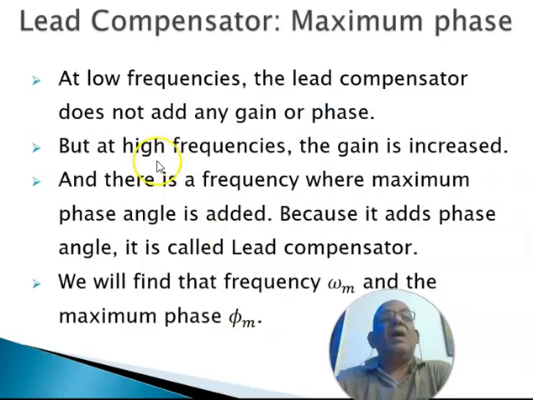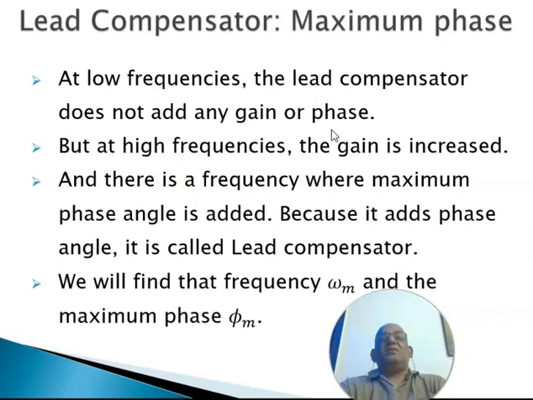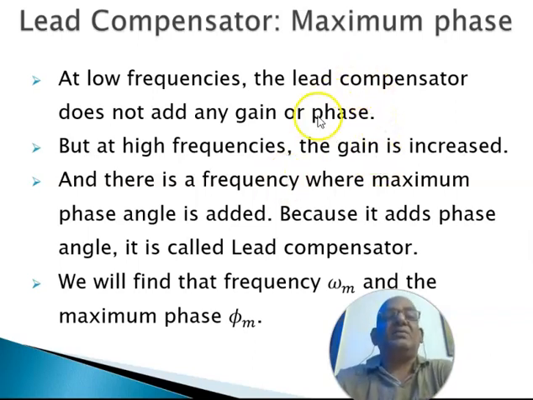As seen in the Bode plot, at low frequencies, the lead compensator does not add any gain or phase. So the low frequency portion is not affected. So if we use a lead compensator, the steady state gains that we achieved by whatever adjustment are not disturbed, because at low frequencies, the lead compensator does not add any gain or phase.